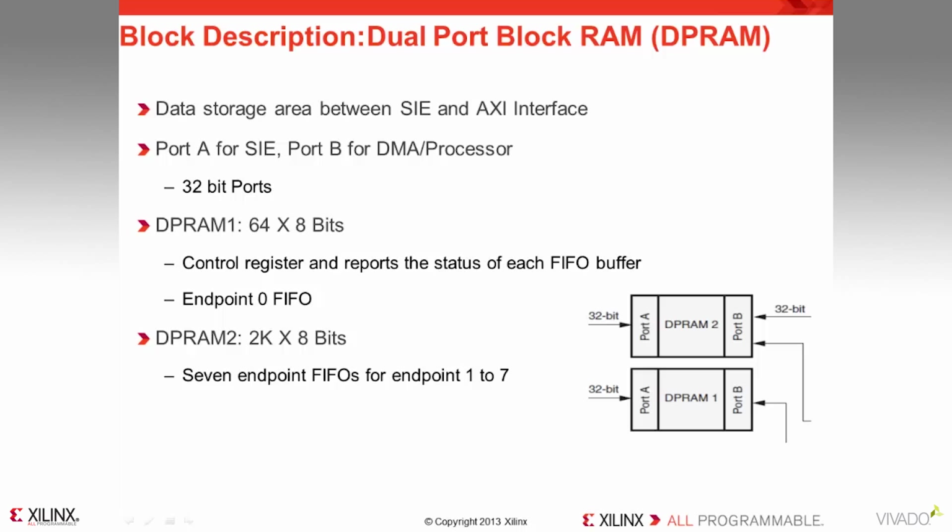DPRAM 2 is 2K by 8 bits. 7 endpoint FIFOs are implemented for endpoint 1 to 7.